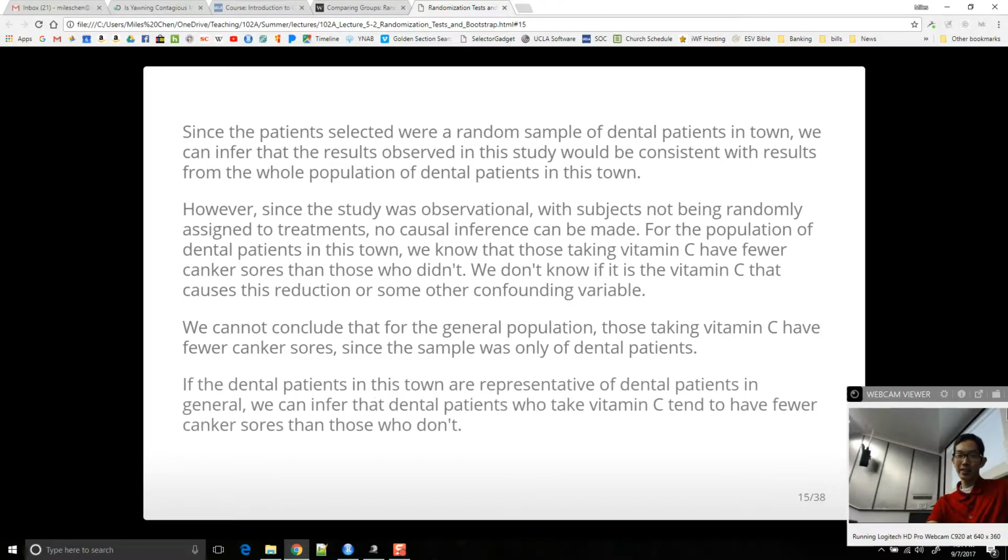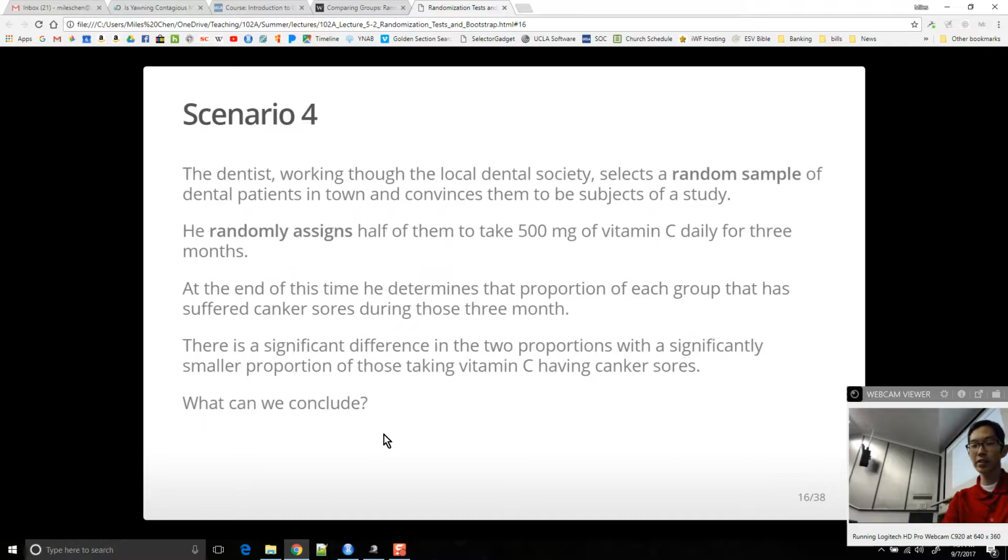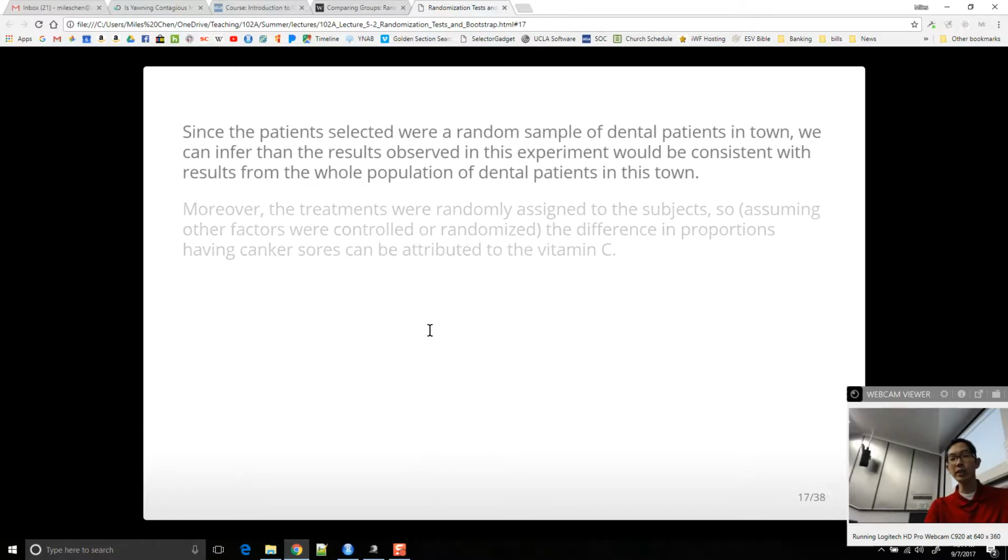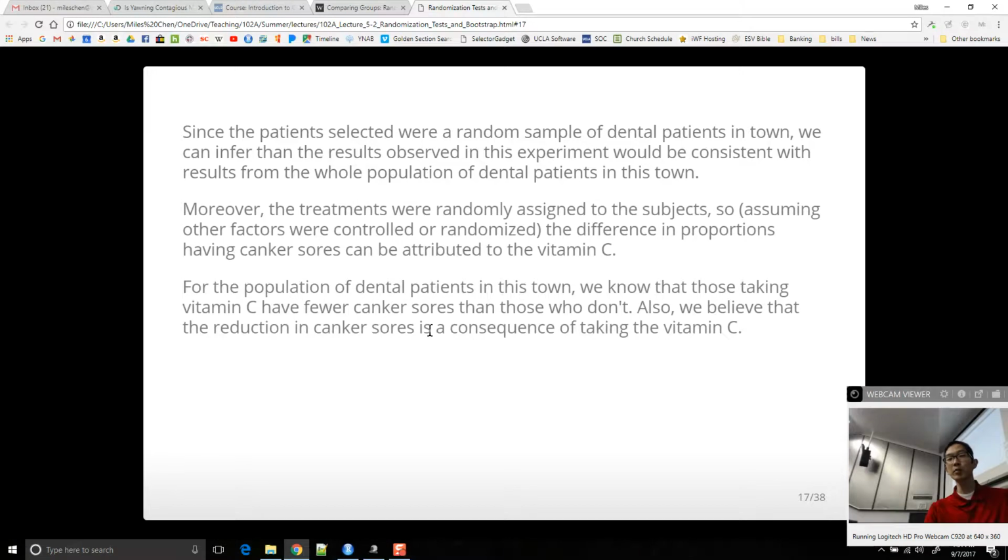If the dental patients in town are representative of dental patients in general, then we can generalize our conclusion. But if they're not, then we can't. And then lastly, we have random sampling and random assignment. And then we do our study.